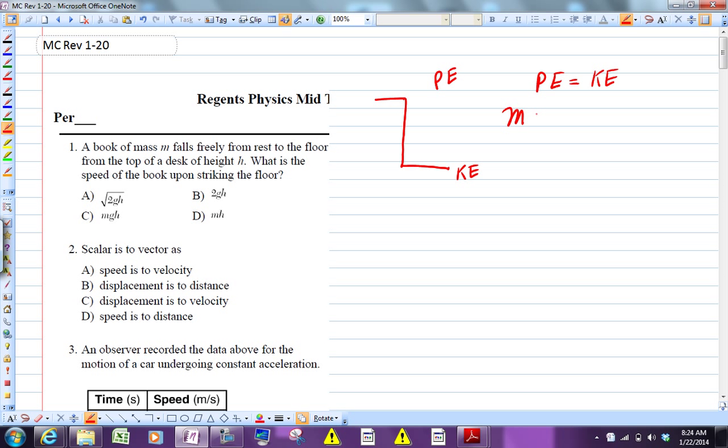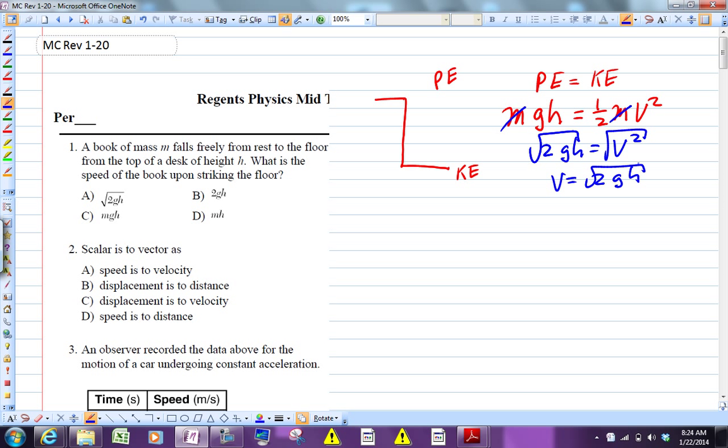It's just in terms of variables. So the potential energy formula is mgh, at least potential due to gravity. And kinetic energy is 1/2 mv squared. And then what you're going to do is cancel out the masses. You're going to solve 2gh equals v squared. Take the square root of both sides, and that is going to give you v equals the square root of 2gh.